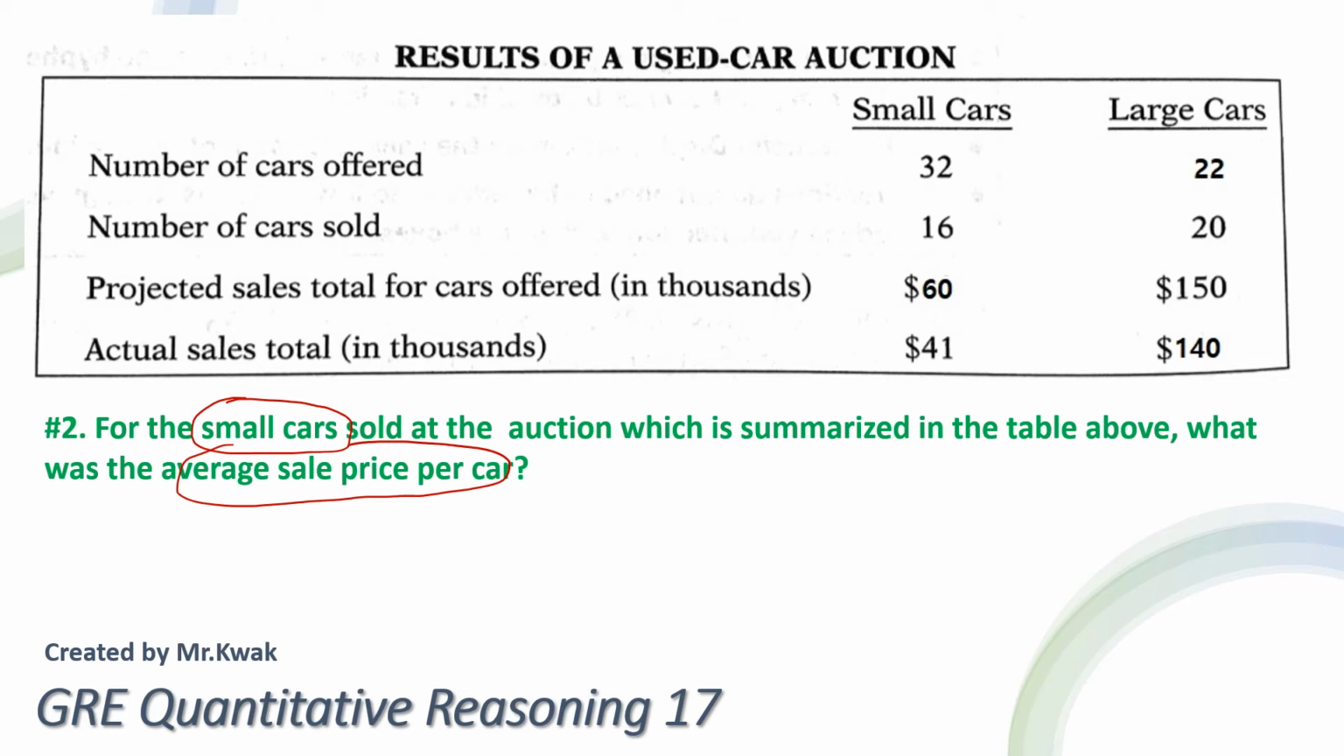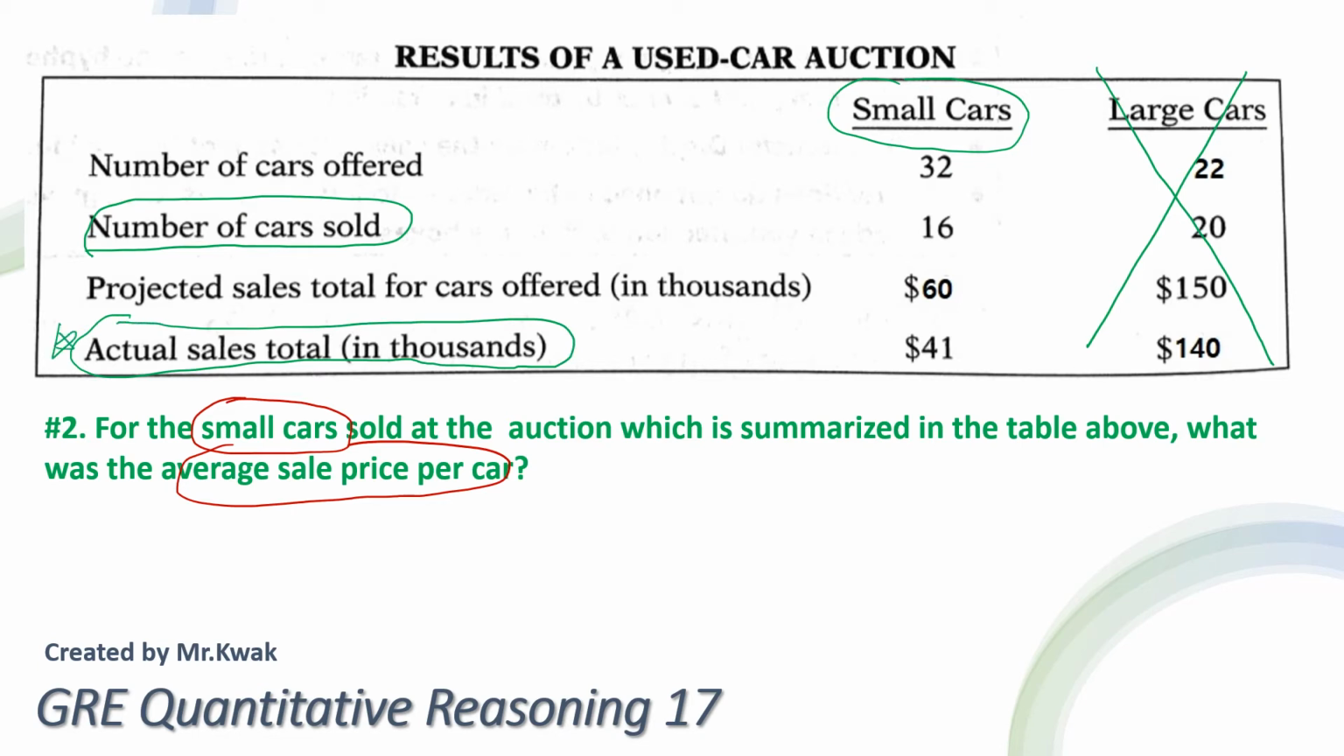And what about from the table? Do we need this part? No, because the question is asking us about small cars. So in this situation, we don't have to care about the large cars. And what do we need? This part. And what else do we need? Actual sale total in thousands instead of projected sales total for cars offered. So cross over, cross over, because it could be confusing. So average.